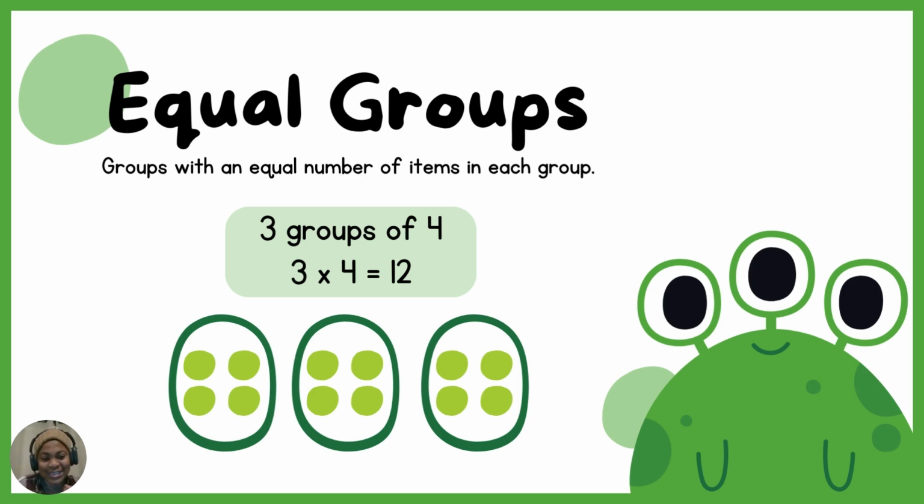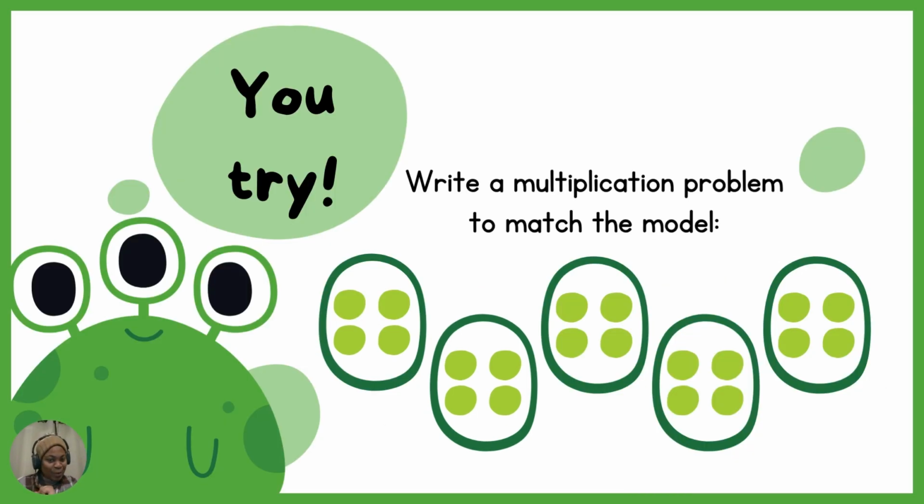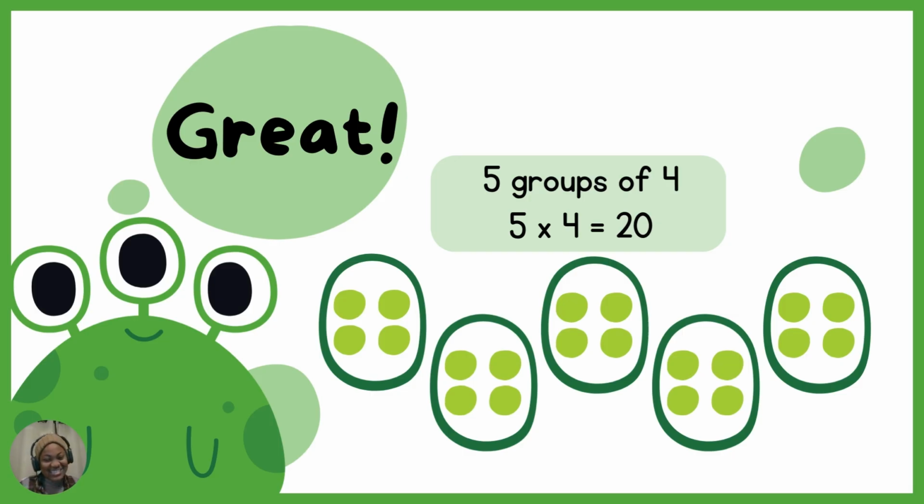Now, let us look at this example. Can you write a multiplication number to match the model? How many groups of green dots are on the screen? That's great! There are five groups of fours. So 5 times 4 would equal 20 green dots. Now, let us look at the next type of way to multiply numbers.